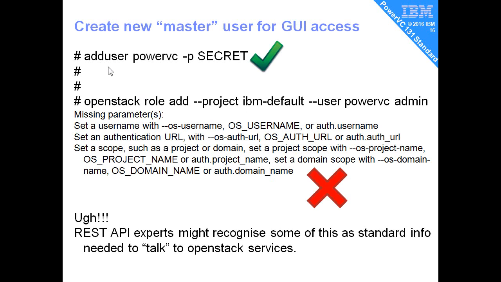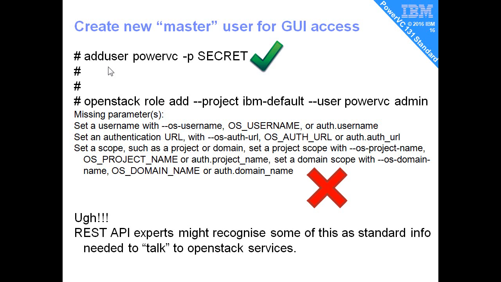Then we're going to use this OpenStack role add command. And you can see the parameters are there: the project, the user, the PowerVC user that we just created, and the role is actually at the end of the command. A little bit odd, but there we are. And we get a whole bunch of error messages coming out.